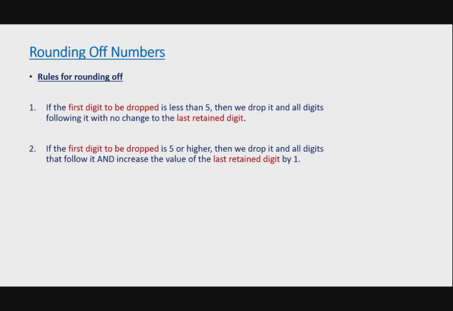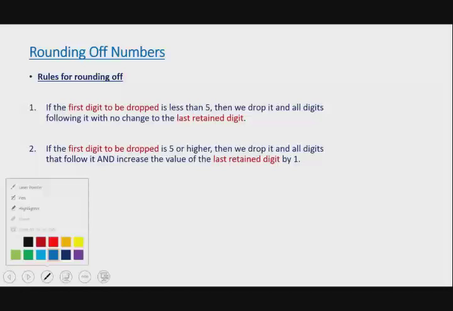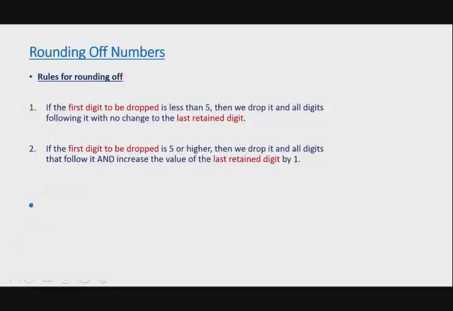If the first digit to be dropped is less than 5, the last retained digit is kept as such. However, if the first digit to be dropped is 5 or higher, then the last retained digit is increased by 1. So, as an example of the use of these rules, let's say we have a number 5.6250. Currently, this number has 5 significant figures. But let's say we need to round this off to 3 significant figures. In other words, we need to round it off right there.